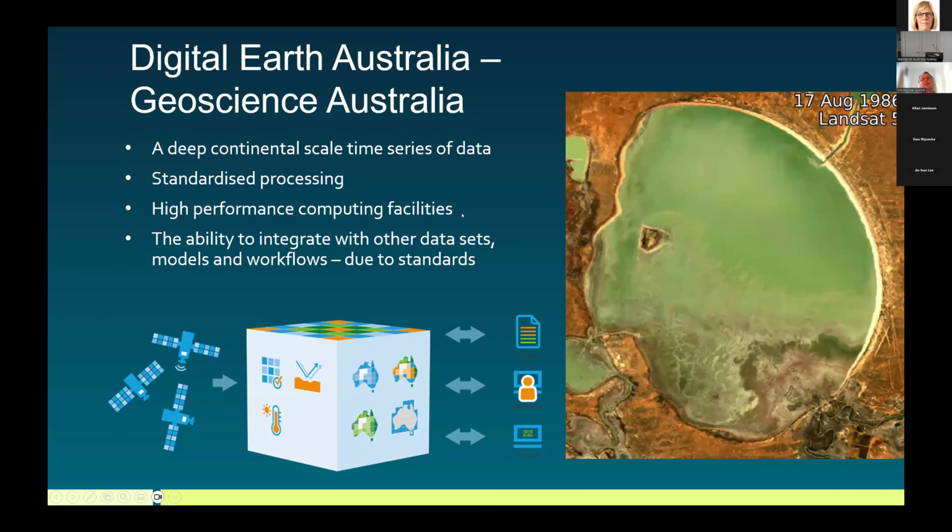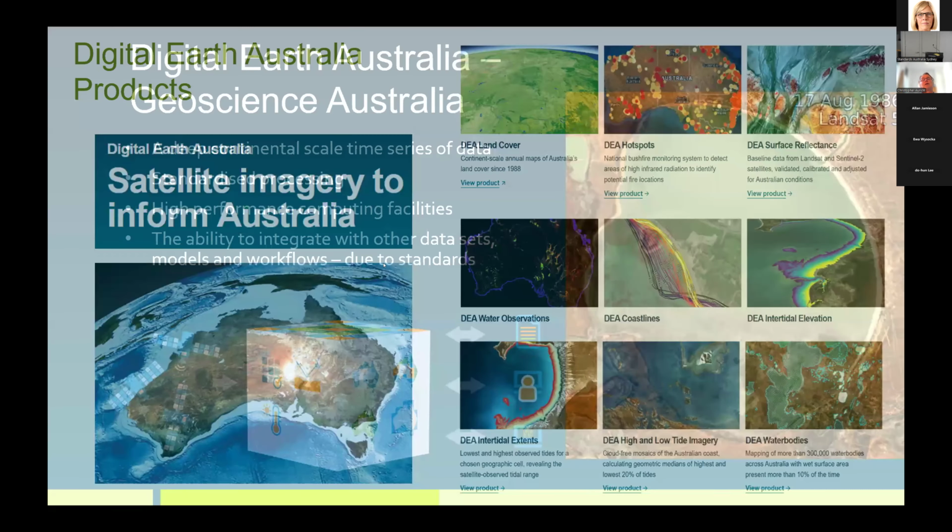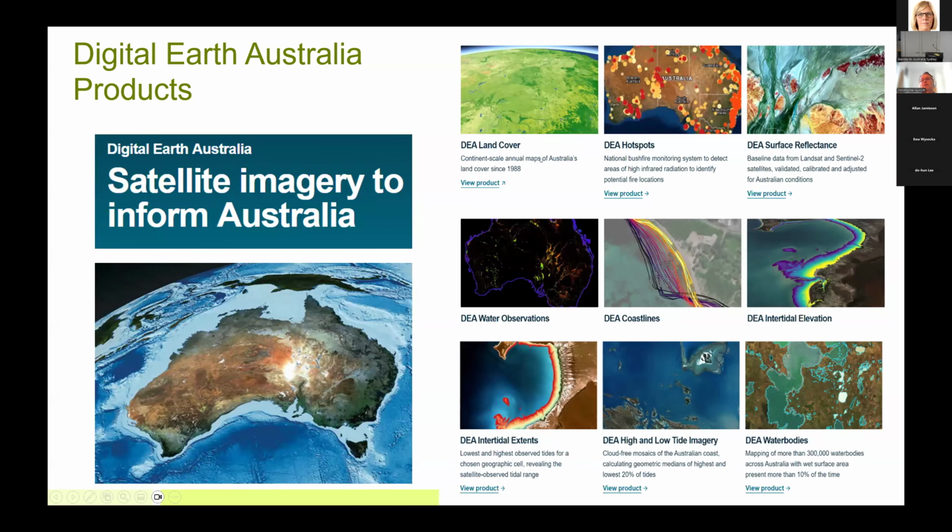So very quickly, in addition to National Map that Lisa spoke about, Geoscience Australia also have a Digital Earth Australia product that's a large data cube going back to the 80s, standardized processing, high performance computing, and the ability to integrate and leverage additional data sets. This gives you an idea of some of those products. There's fractional cover, land cover, water observations, and the like.